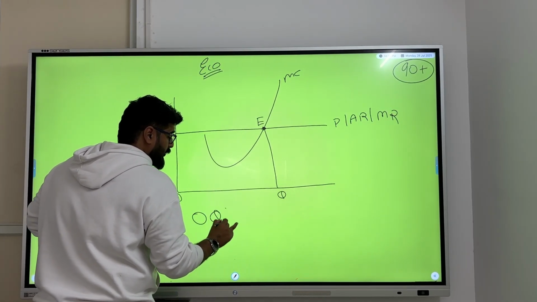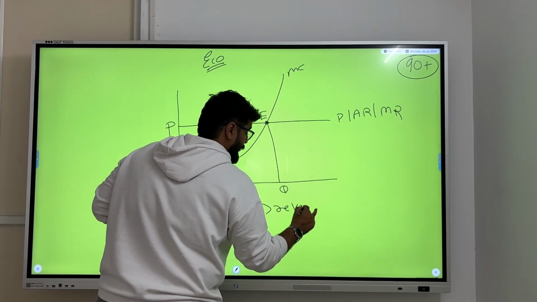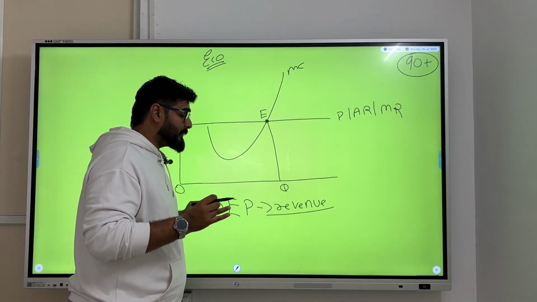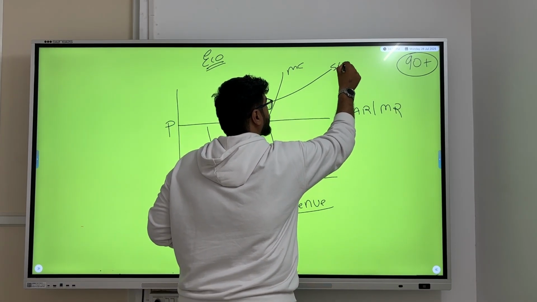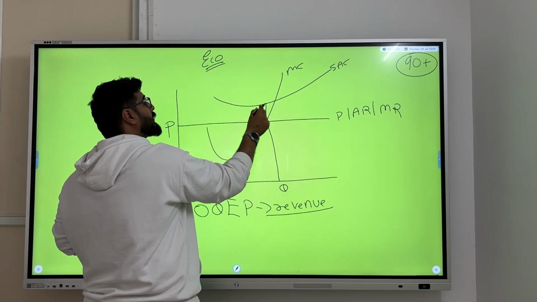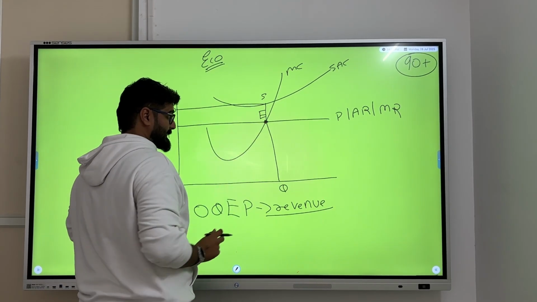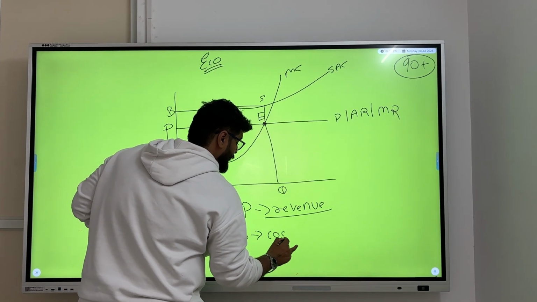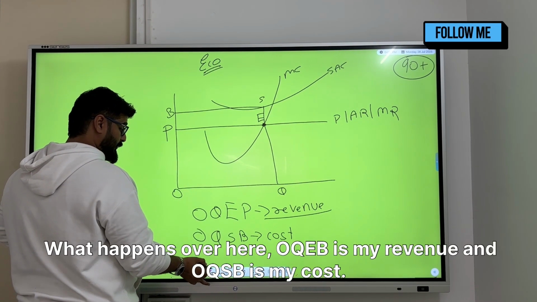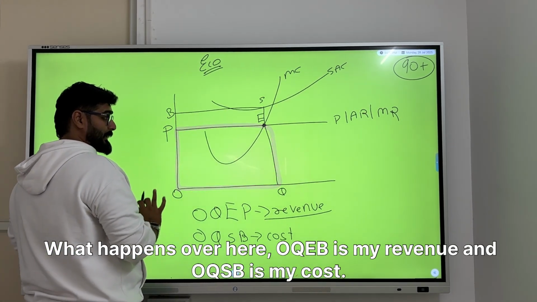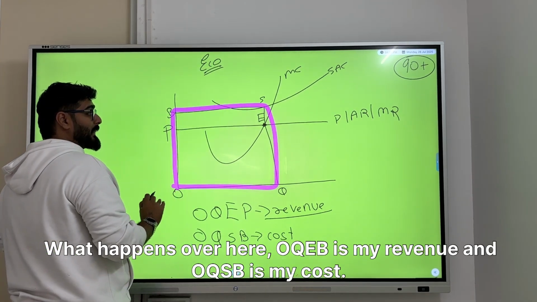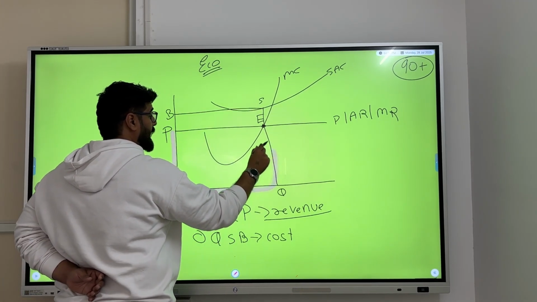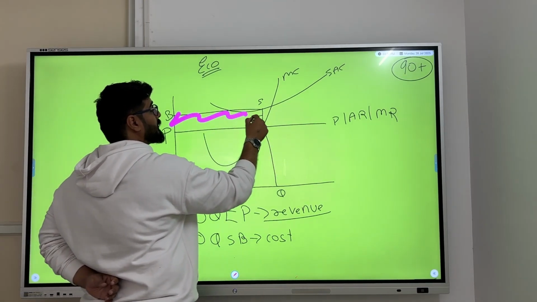So OQEP is going to be my revenue over here. Now, suppose my short run average cost curve is more than my revenue. This perpendicular cuts here. Suppose I write V and S. So what happens? I get OQSB as my cost. Now what is happening over here? OQEP is my revenue and OQSB is my cost. So it signifies that my cost is more than my revenue. That means I'm getting a loss.